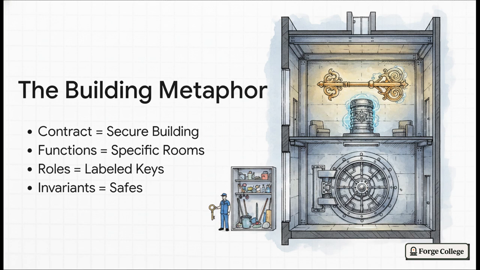You wouldn't give the night janitor the master key to the main bank vault, would you? Obviously not. You'd give them a key that only opens the cleaning supply closet. We need specific keys for specific rooms.